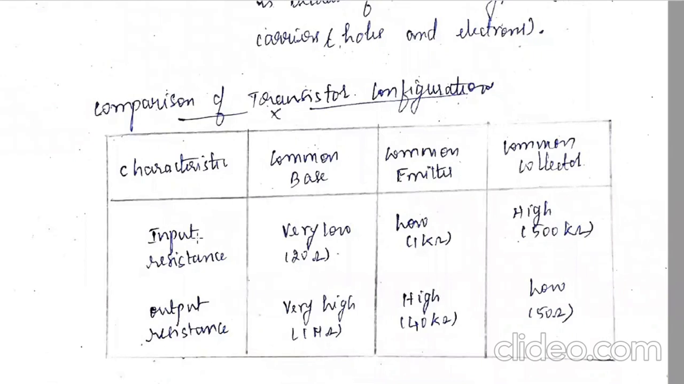Next, we'll see the comparison of all the three transistor configurations. The first characteristic is input resistance. The input resistance for a common base configuration will be very low, it will be low for a common emitter, and it will be high for a common collector configuration. Next is output resistance. The output resistance will be very high for the common base case, high for the common emitter, and low for the common collector configuration.